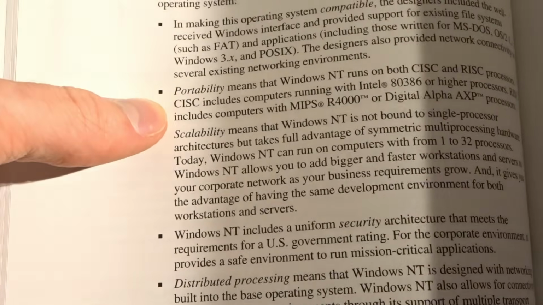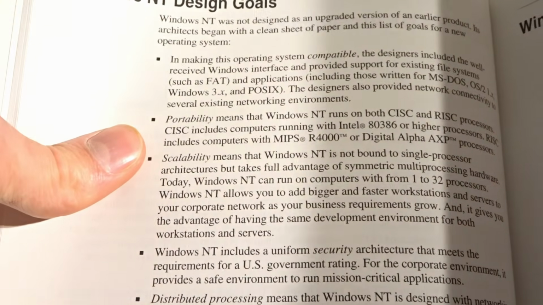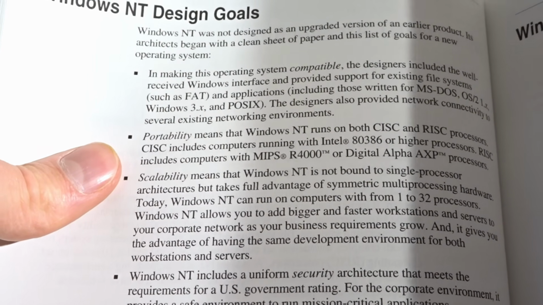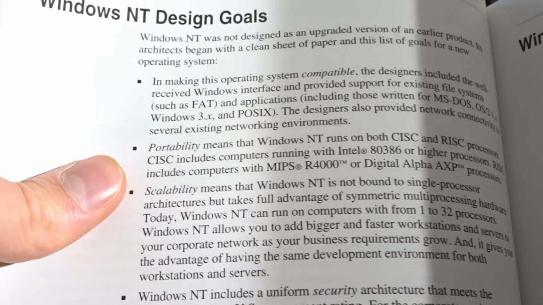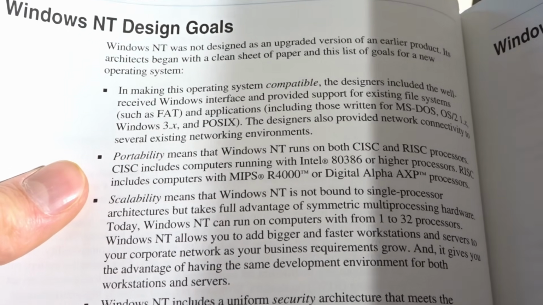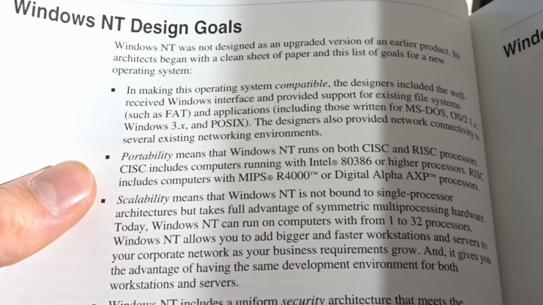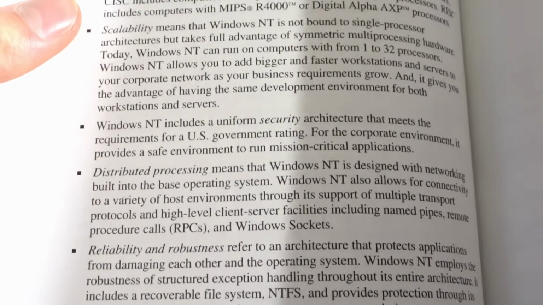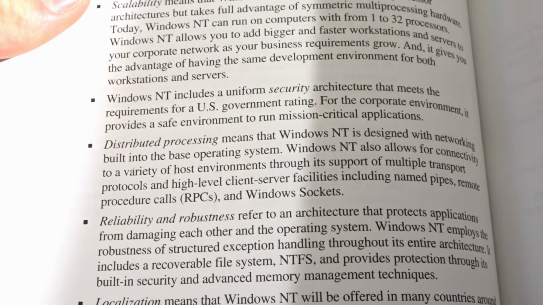It also supports high-performance computing by providing kernel support for computers that have symmetric multiprocessor configurations. And the Windows NT design goal that we're going to focus on is portability. Portability means that Windows NT can run on both CISC and RISC. PowerPC is a RISC. CISC includes computers running with the Intel 80386 or higher. RISC includes the MIPS or Alpha. And PowerPC was compiled later for this.